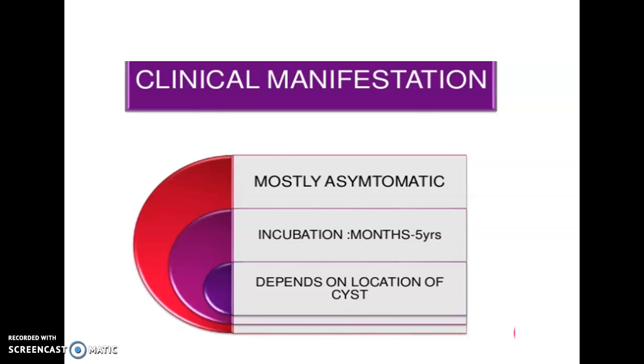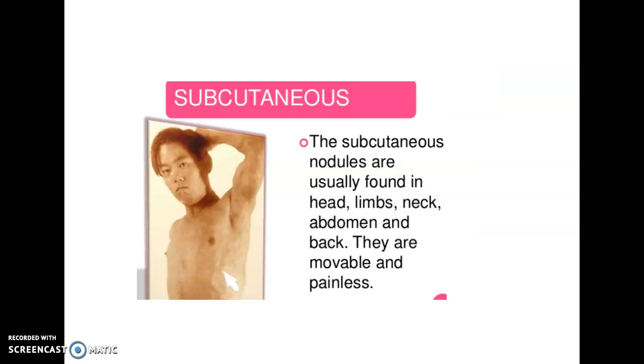Then how can we clinically manifest this disease? Mostly it is asymptomatic. That means the person does not show any kind of symptoms because its incubation period is from months up to 5 years, and it depends upon the location of it. And what about the symptoms it produces? Subcutaneous nodules can be seen on the head region, the limb region, neck region, and also the back region. They are movable as well as painless. Small nodules could be seen on different regions of the body, and they are generally painless.